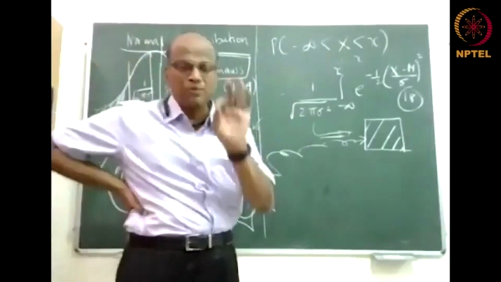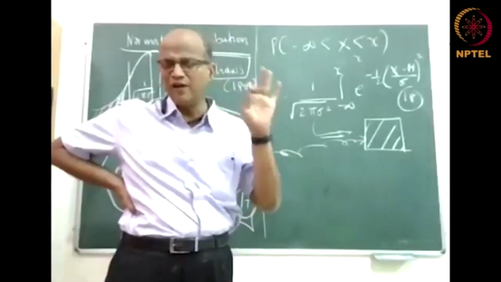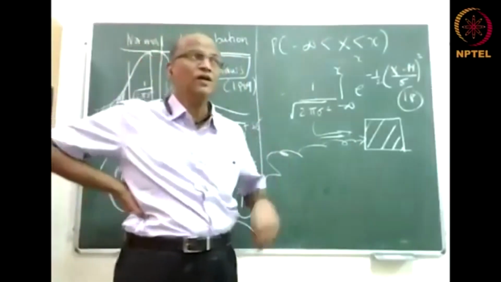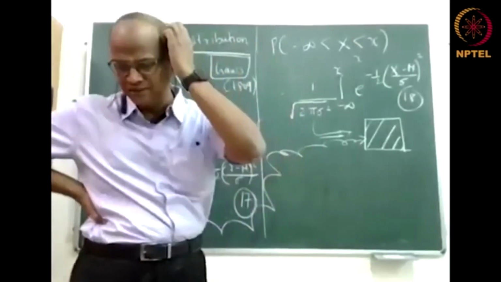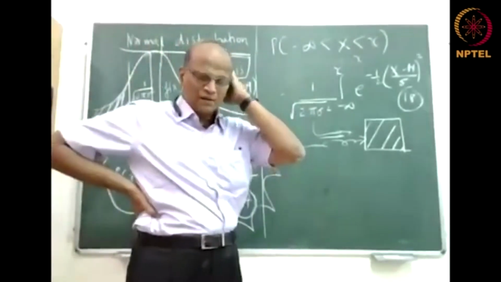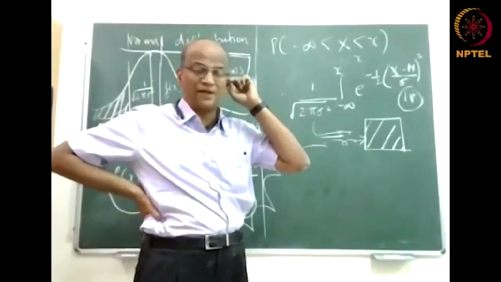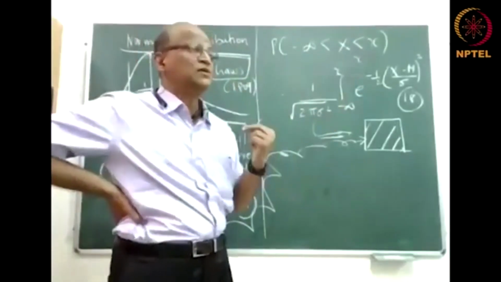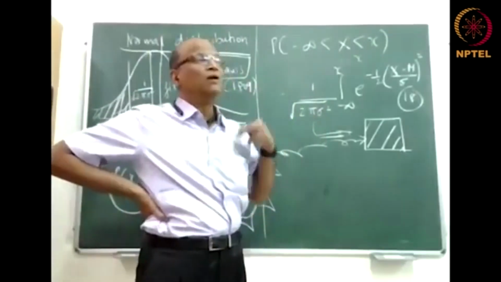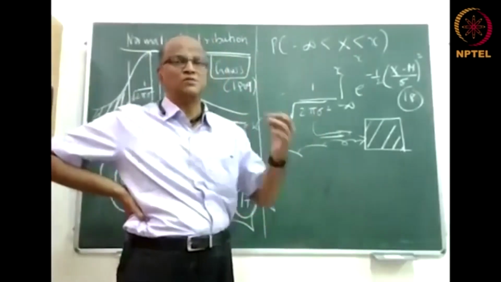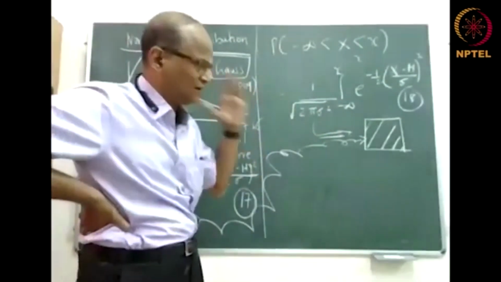Equation 18 gives the probability that a random variable capital X with the mean mu and standard deviation sigma assumes a value between minus infinity and small x. I'll say it again, one of the most important things you learn.